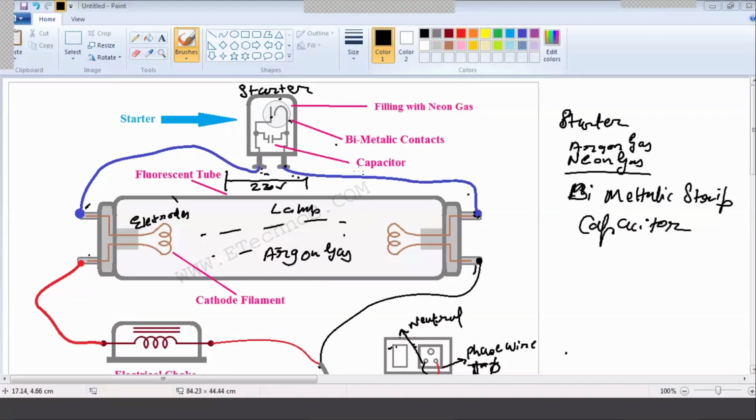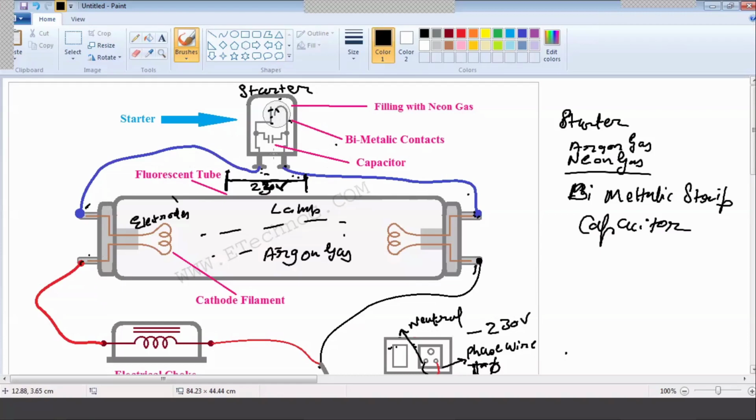The contacts of this starter are not closed. This contact, this one and this one. You can see here, this is not closed, it is open. So the path of the current cannot be completed. So what will happen? No current is flowing in the circuit, right? And the supplied voltage is 230 volts. So all the voltage will appear across this starter because it is in parallel right now. It is in parallel with the supply, the red phase wire and neutral wire, and this is connected here.